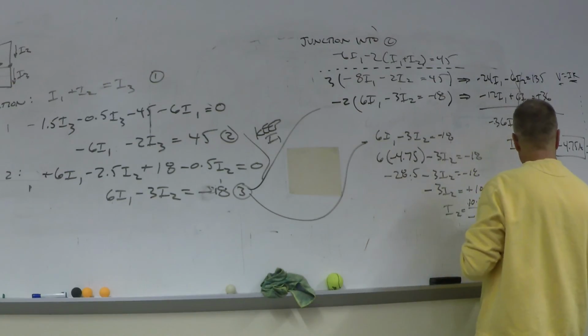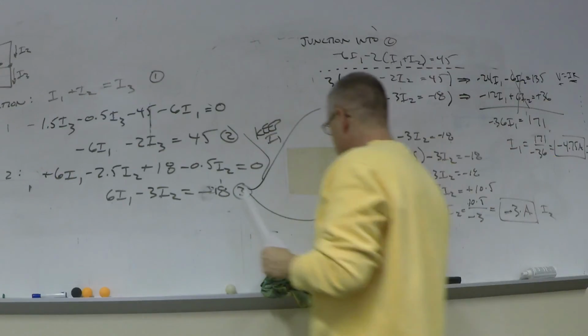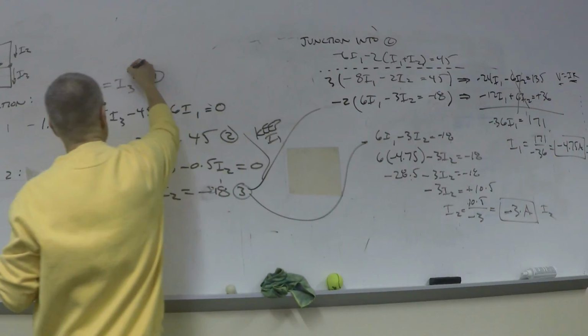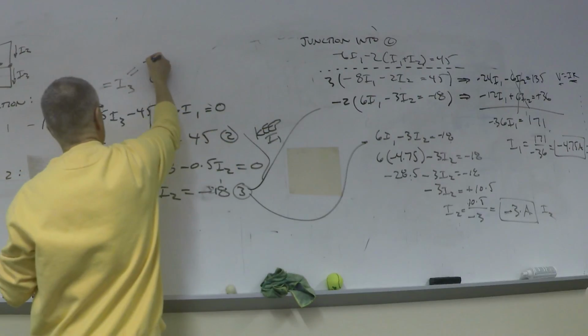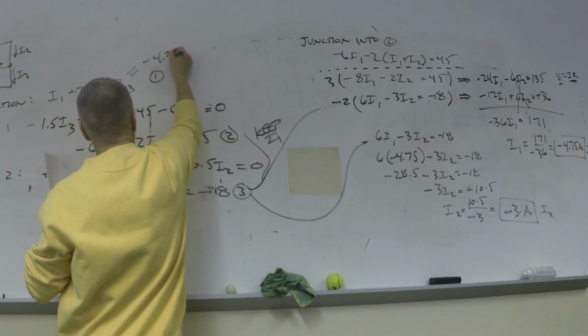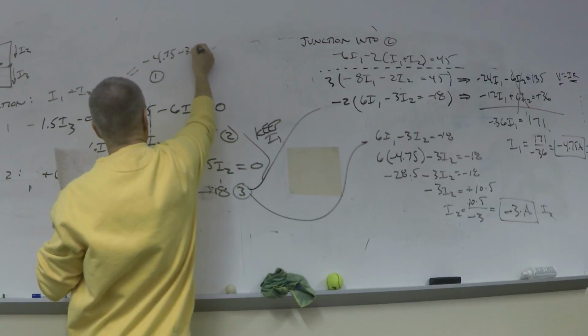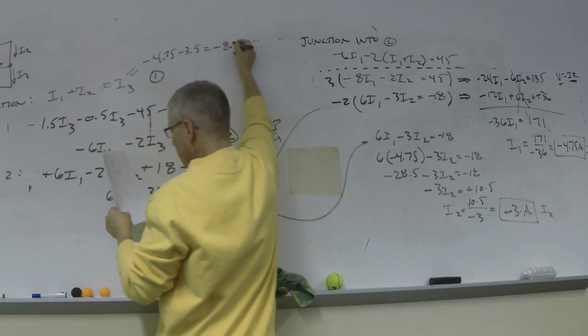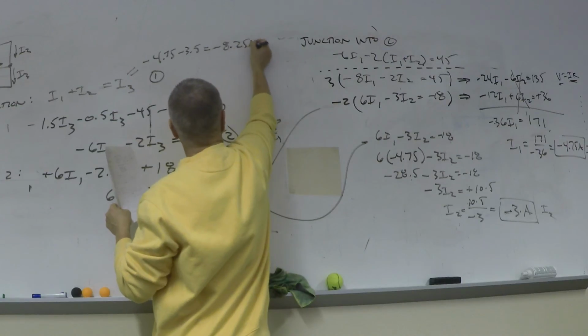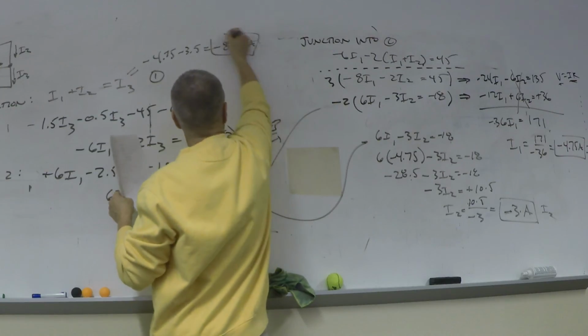That's I2. And then I3, we'll just stick it right into a junction equation. Again, leave those negatives in there. So minus 4.75 minus 3.5 gives me minus 8.25 amps for I3.